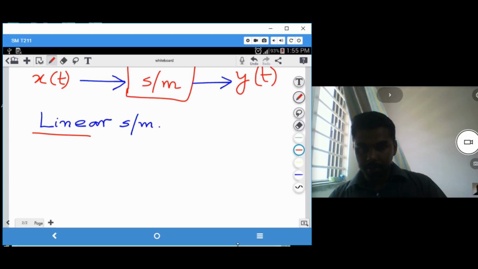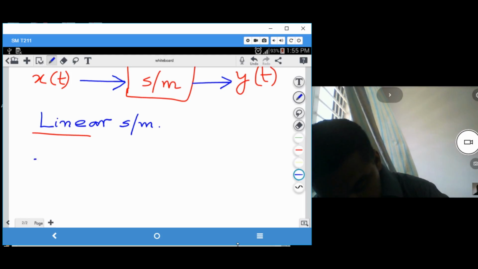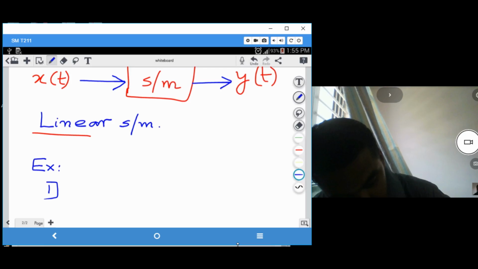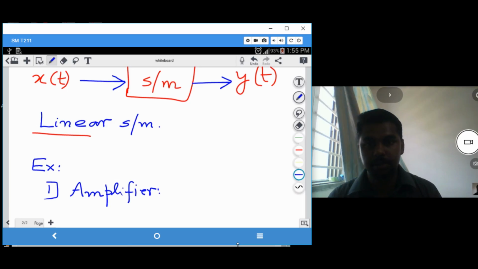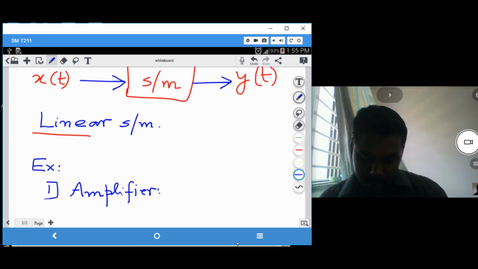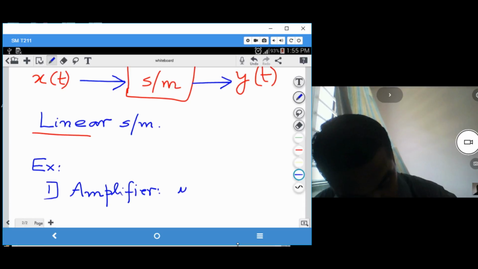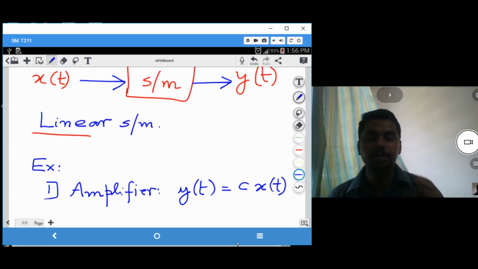So let us see how we can define the linear system using the help of a few examples. The first example that we take is that of an amplifier system. What does an amplifier system mean? The amplifier system can be represented as y of t equal to some c times x of t. The system's output y of t is some scaled version of the input x of t.